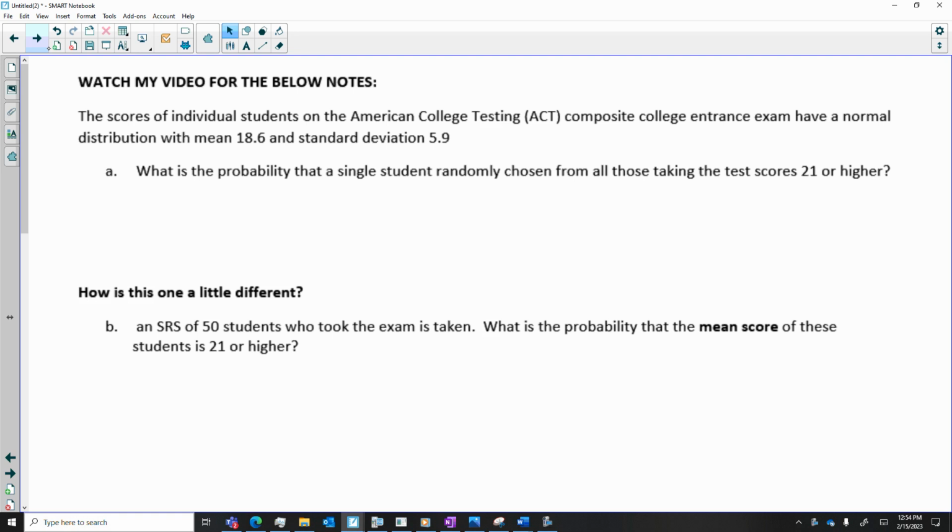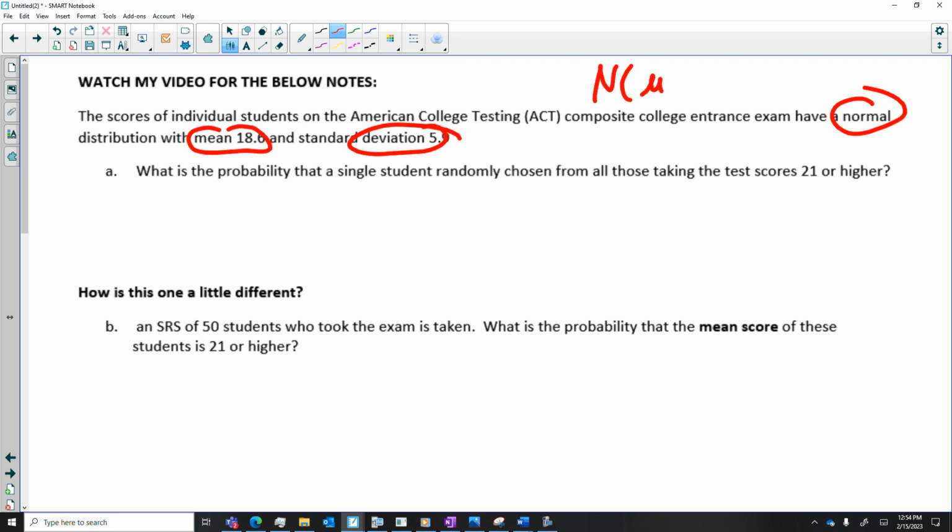It says the scores of individual students on the ACT is normally distributed with a mean of 18.6 and a standard deviation of 5.9. Notice I'm going to circle that, and I'm going to circle the word normal, and I'm going to write mu, comma, sigma, and I'm going to write 18.6 and 5.9. Now it says, what's the probability that a single student, so one single person, will score 21 or higher?